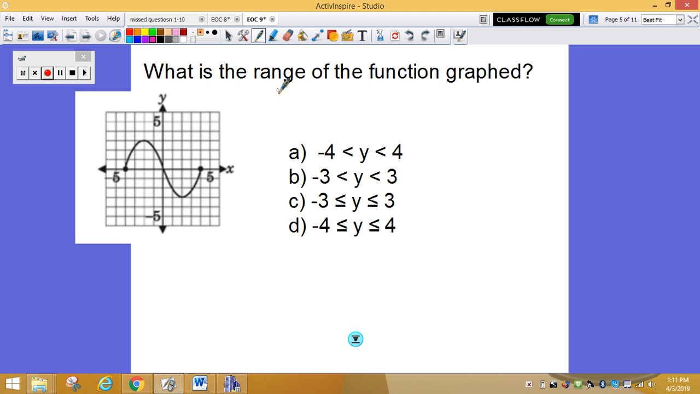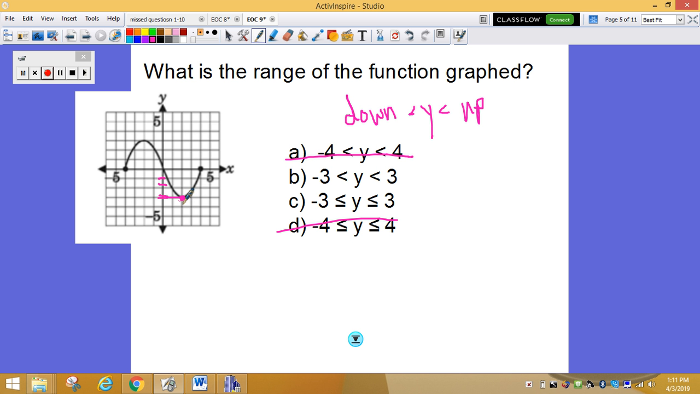All right, we got some more ranges. Well, range is y. And range goes down to up. You already wrote this down. So let's look at this graph. How far down does it go? Well, this is the lowest point, which is at 1, 2, 3, -3. So it's not A and it's not D.